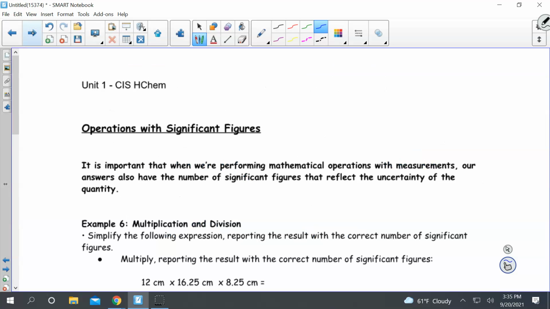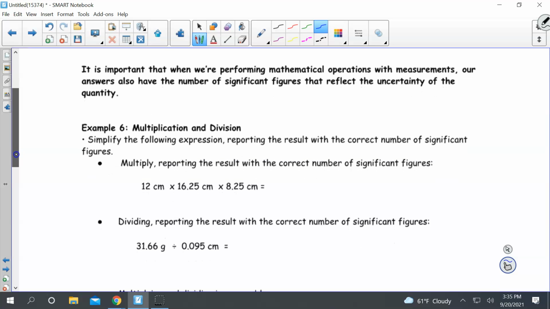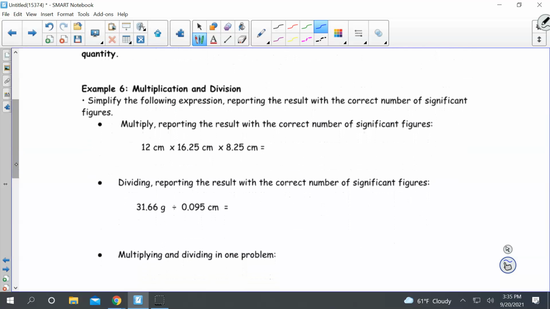Now, we need to know how to do some calculations or operations with significant figures. So we're looking at doing these. To do these, there's 2 rules. When you multiply and divide, you look at and you do the math for this. Here's an example of multiplying and dividing. So when you multiply, if I multiplied this out in my calculator, I got 1,608.75 centimeters cubed, because I took centimeters times centimeters times centimeters.